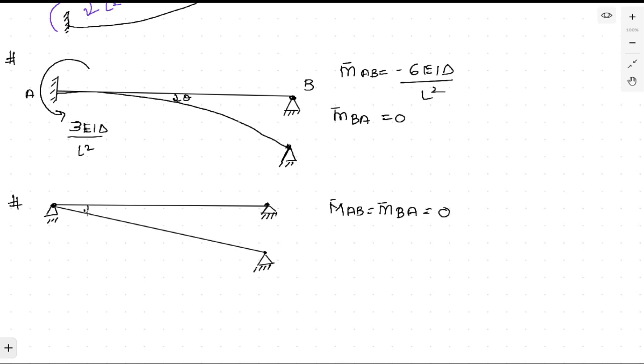This is all related to fixed end moments. So these are the values of the fixed end moments that we obtain. Fine.